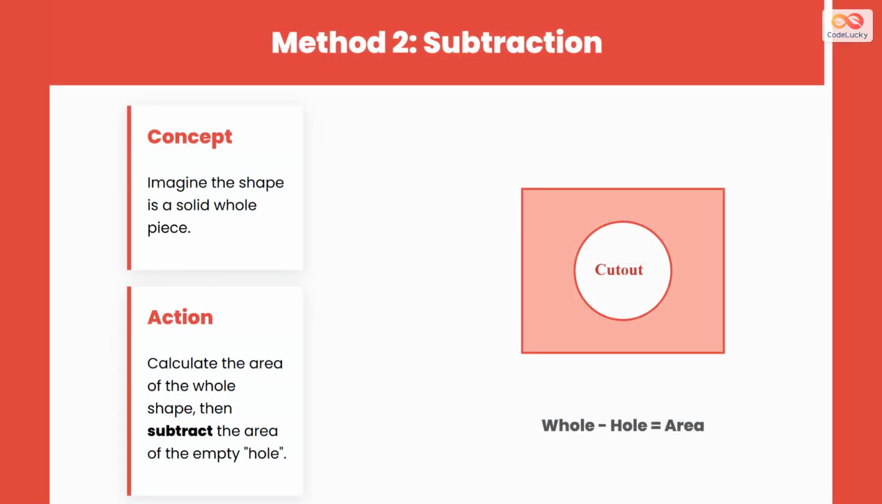Now let's look at the subtraction method. This is perfect when a shape looks like a large, simple shape with a piece cut out. The concept is simple. Calculate the area of the entire large shape as if it were solid, and then subtract the area of the hole or cutout.